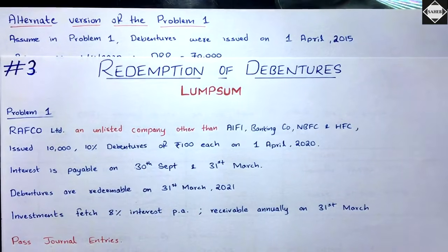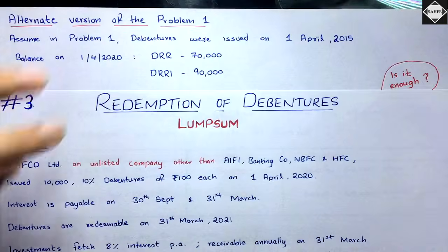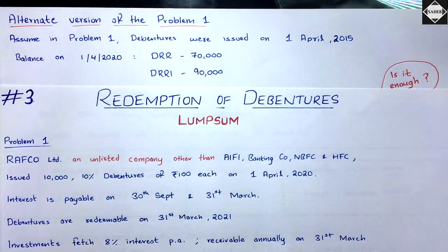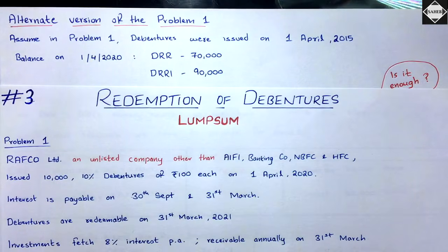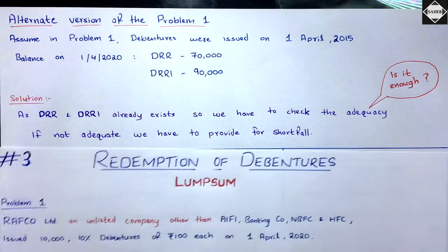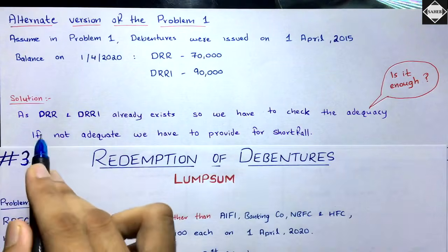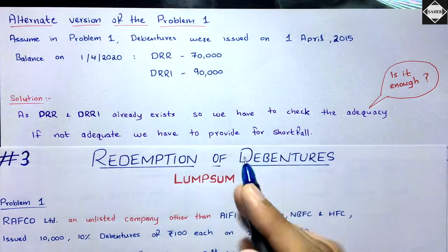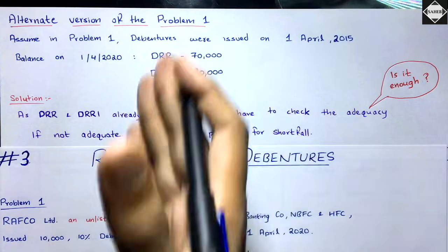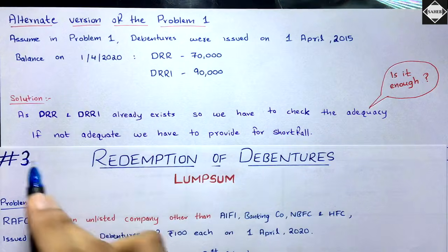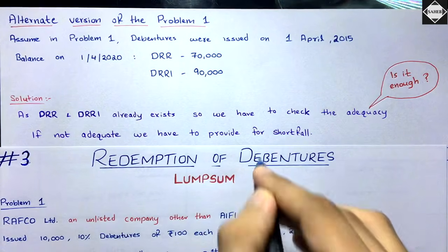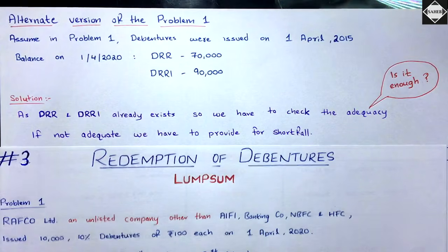So how are we going to solve this question with these changes in the problem? Tell me. See, DRR is already there, DRRI is already there, but are we not going to see the adequacy of DRRI? We have to see whether it is enough or not. As DRR and DRRI already exist, we have to check the adequacy. Is it enough? We have to see the compliance. Is it complying with the law or not? If it is not adequate, if it is not enough, then we have to provide for the shortfall. Is that clear? It's very simple.